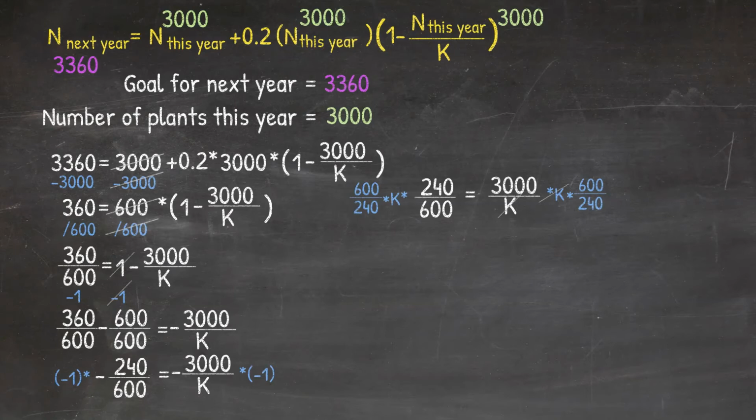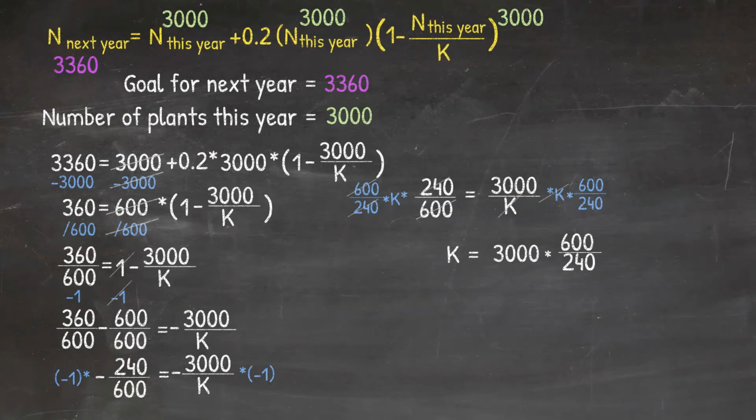And if we do that, then on the right-hand side, it cancels out. 600 times 240 in the numerator and 240 times 600 in the denominator, it equals 1. And 1 times k equals k. So as a result, what we have is k equals 3000 times. And since we multiplied both sides by 600 over 240, we keep it on the right-hand side.